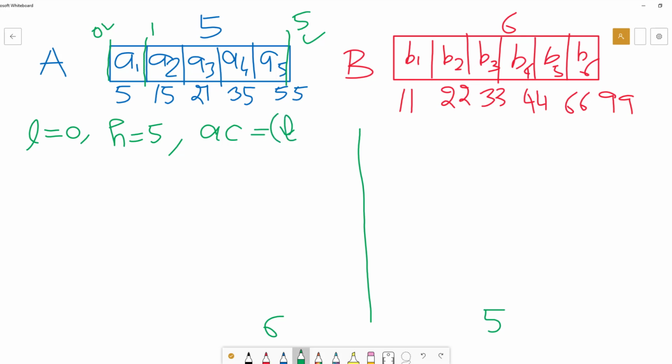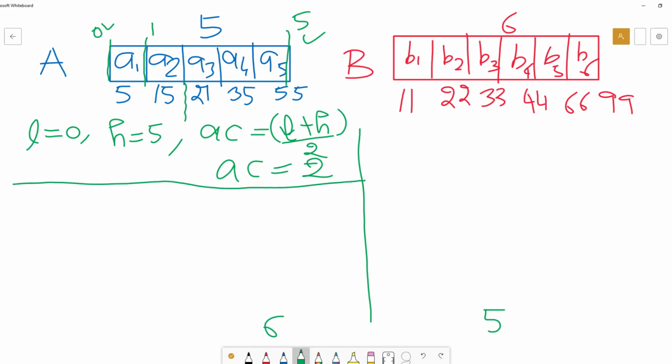Now for that, let's apply our binary search formula, (L + H) / 2. If you want to avoid overflow, you can use L + (H - L) / 2, but here we will stick to this formula. So (0 + 5) / 2 comes out to be 2. So first we are trying an approach where we say, if we divide it at this point such that 2 elements of A are selected, then see whether we can reach a conclusion. So this is our first point with which we are starting.